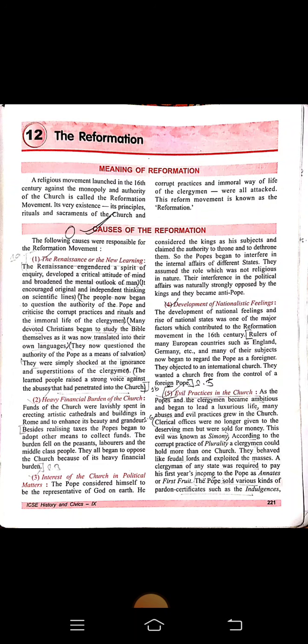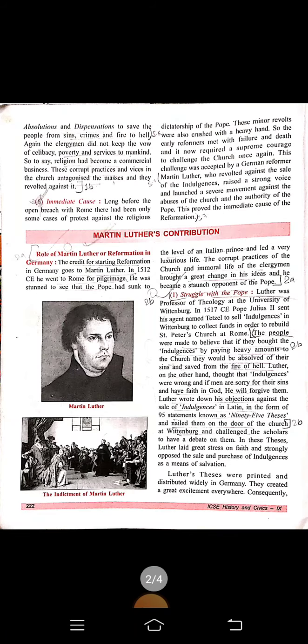A clergyman of any state was required to pay his first year's income to the Pope as the first fruit, and the Pope sold various kinds of pardon certificates such as indulgences. So what were these certificates sold for? To save the people from sins, crimes, and the fire of hell. Again, the clergymen did not keep the vow of poverty and service to mankind.